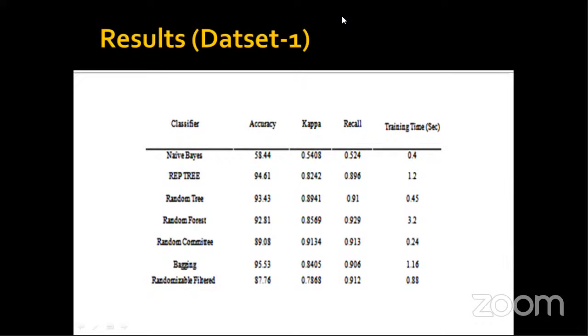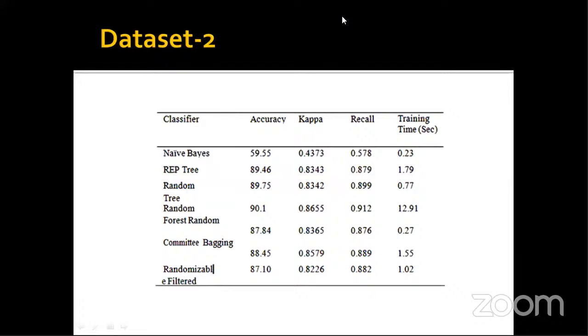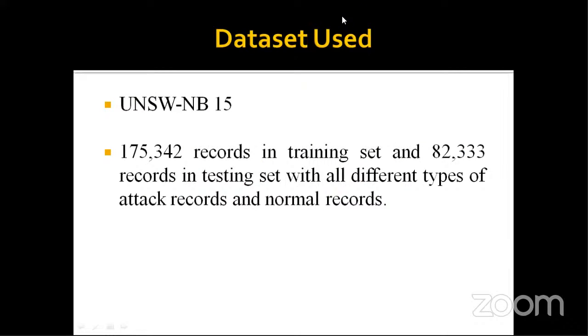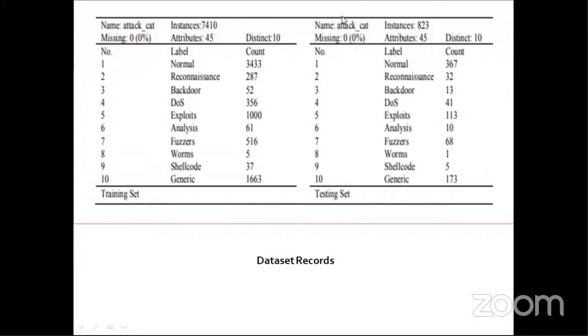So these are the results. When we consider this, we can find that among all the classifiers, the random tree and the REP tree have performed well in this network intrusion detection system, as they take less training time and have more accuracy. This is the data set which has been considered, with attack records and normal records. And this is the data set with the counts of the different attack records.